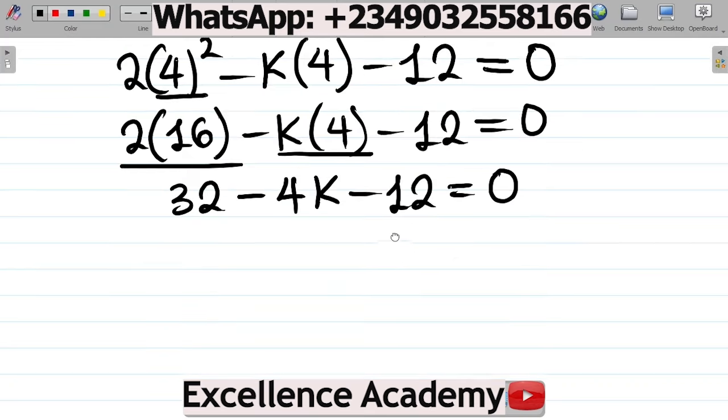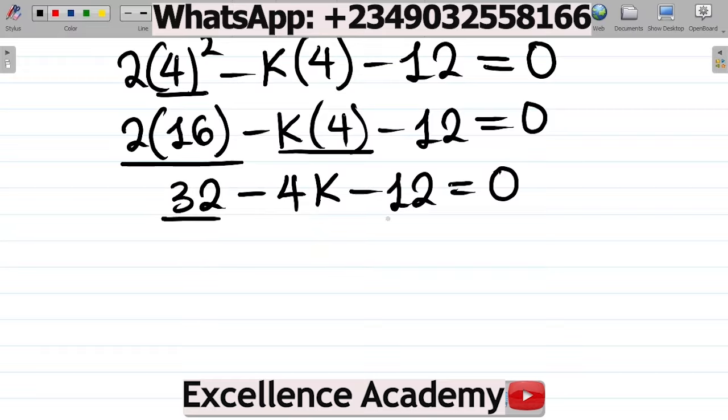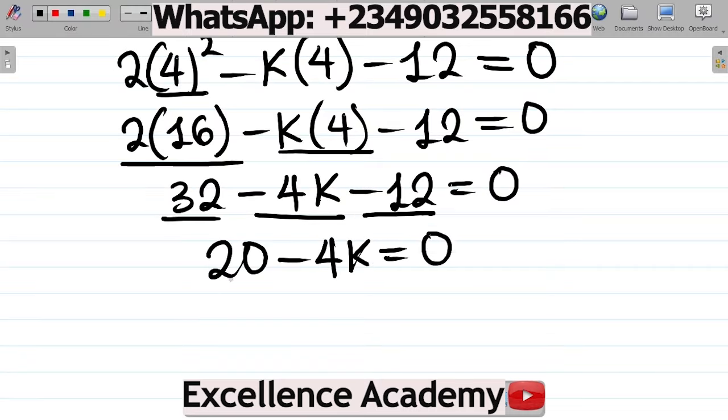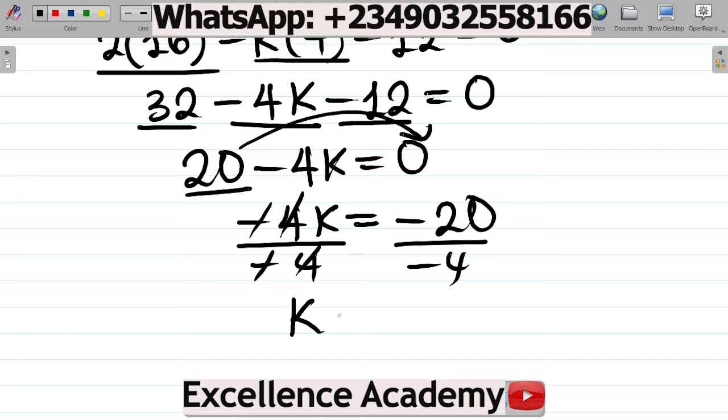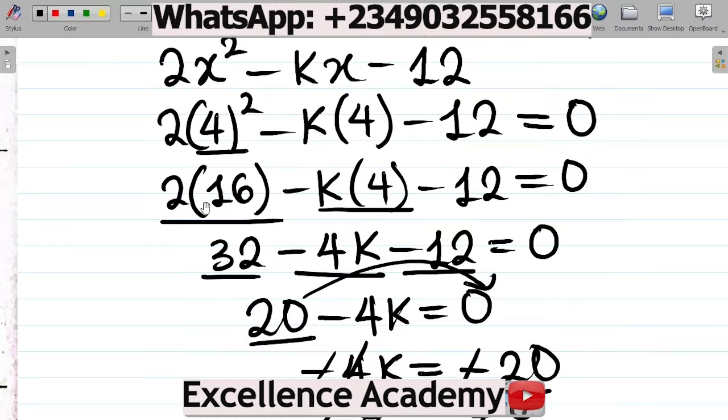From here, we have 32 minus 12, which is 20. Bring this one down, minus 4k is equal to 0. Move 20 over here. You have minus 4k is equal to plus 20 moves over becomes minus 20. Divide here by minus 4, divide here by minus 4. Minus cancels minus, 4 cancels 4. We'll have that k is equal to 20 divided by 4, which is 5. So the value of k there is equal to 5.